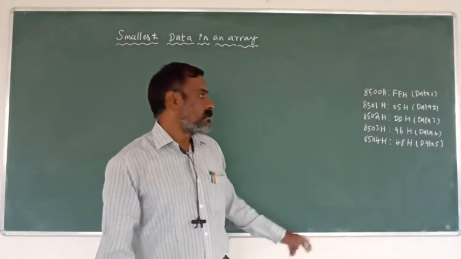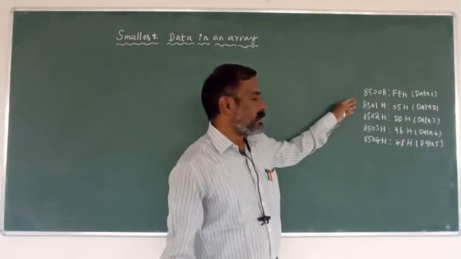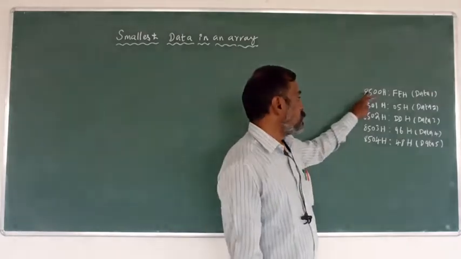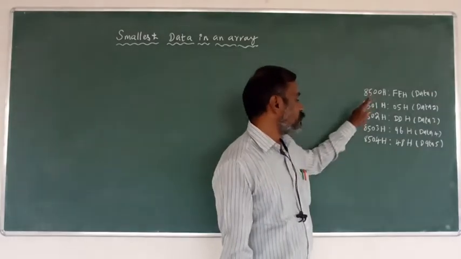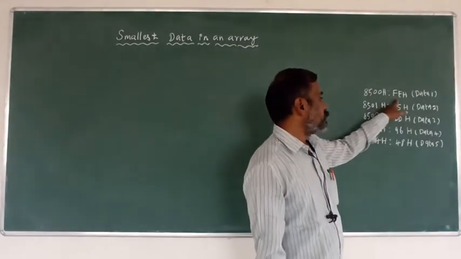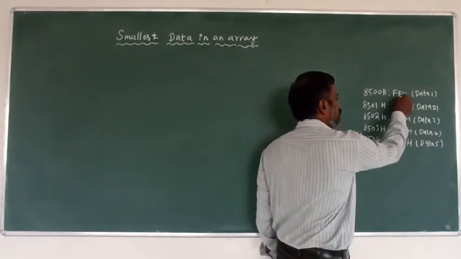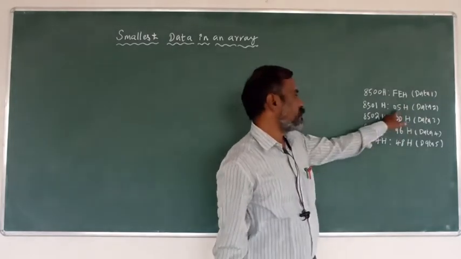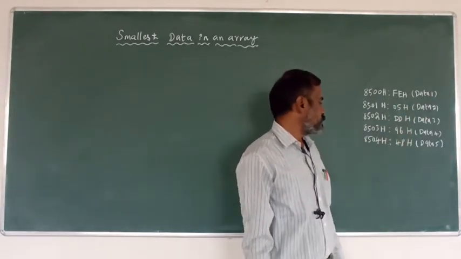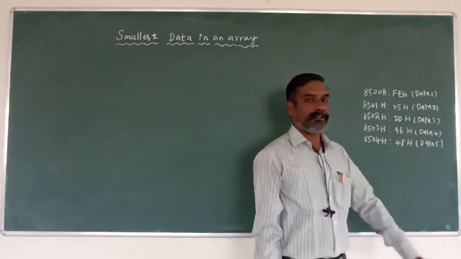Now to find out the smallest data, the given 5 numbers starting from 8500 to 8504. First data FE, second data 05, third data DD, fourth data 96 and fifth data 48.